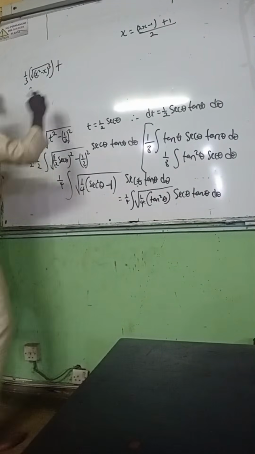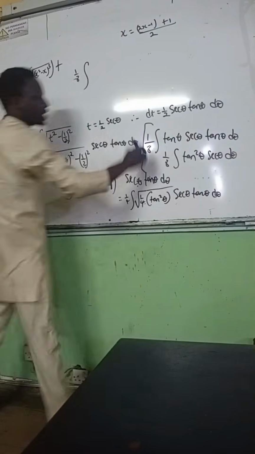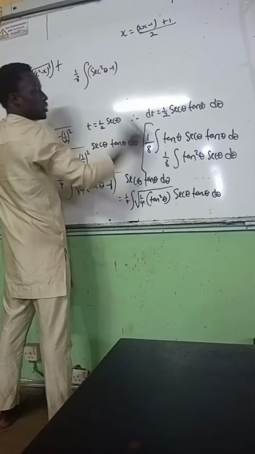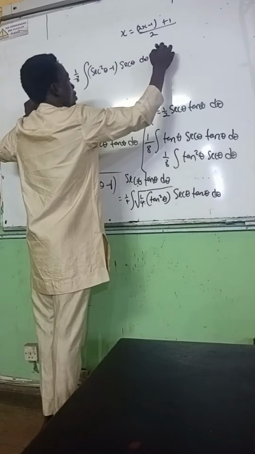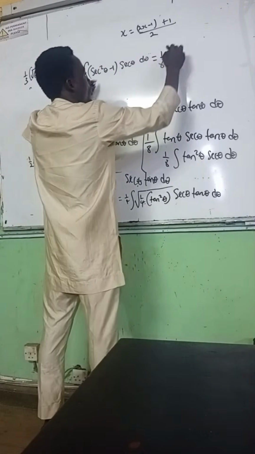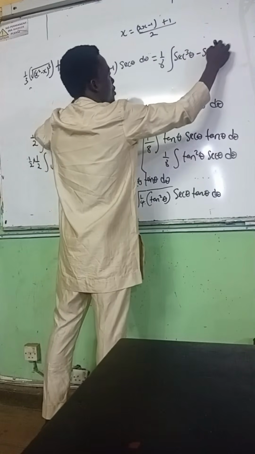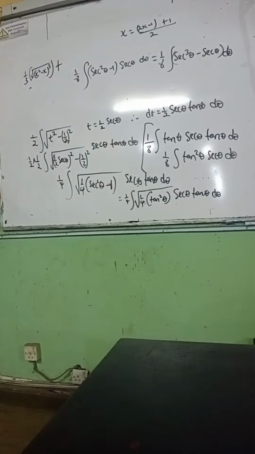So let's put the trick. So here we have 1 over 8 integral of tan square theta, which is sec square theta minus 1, then sec theta d theta. Which gives us 1 over 8 integral of sec cube theta minus sec theta d theta. I hope you are with me, online viewers.